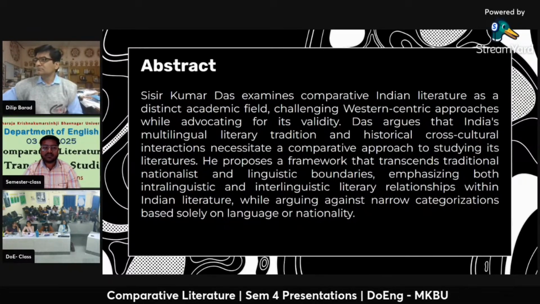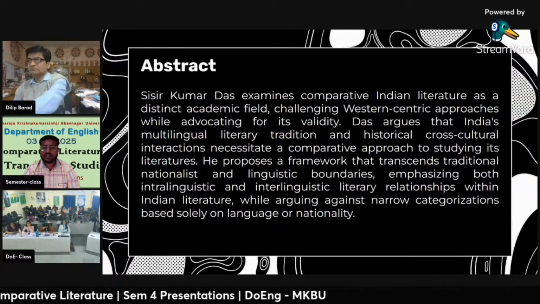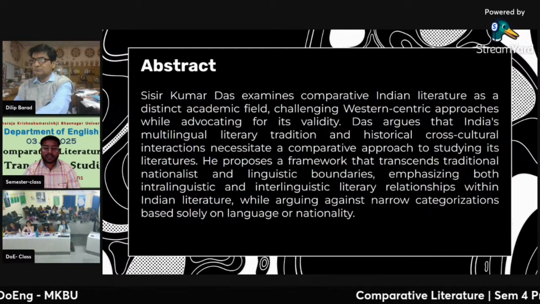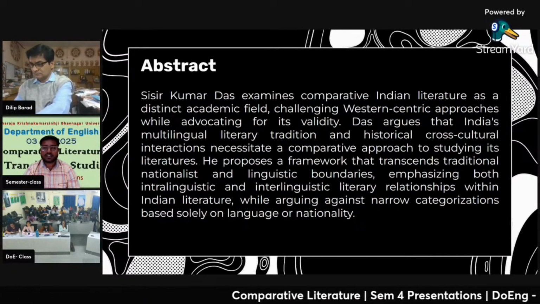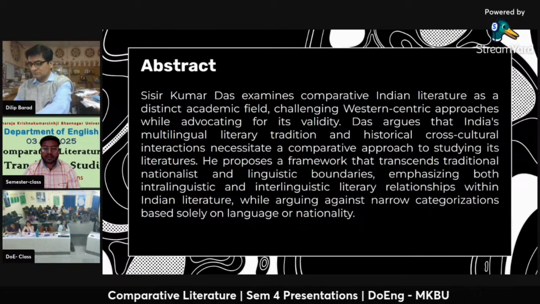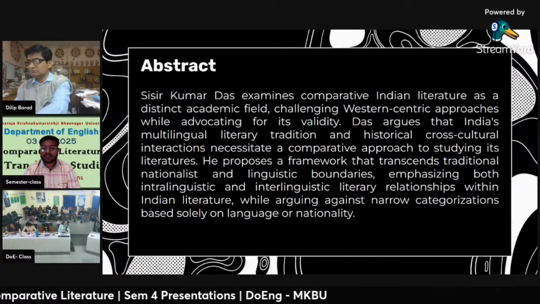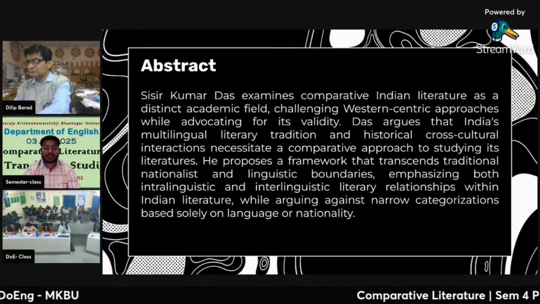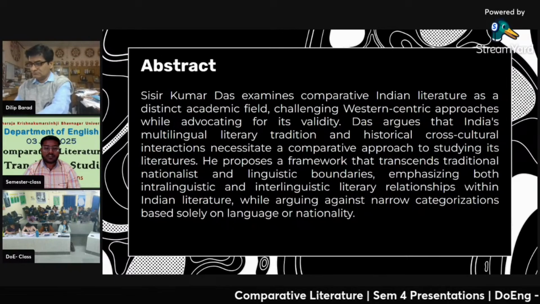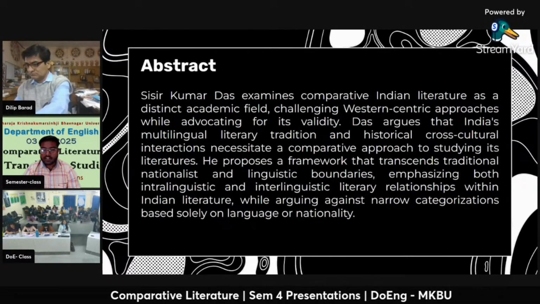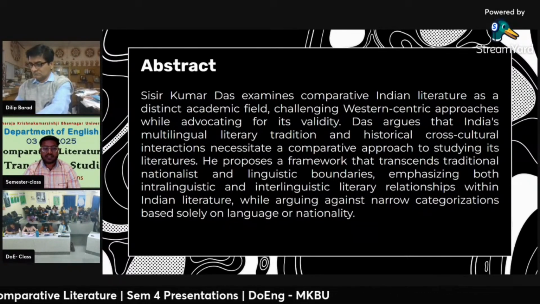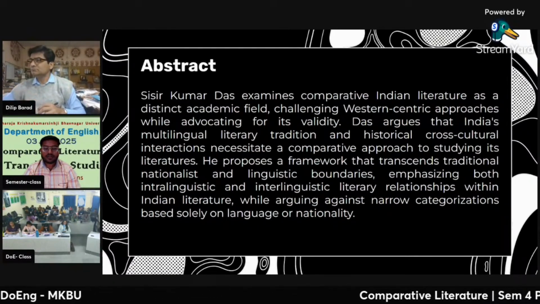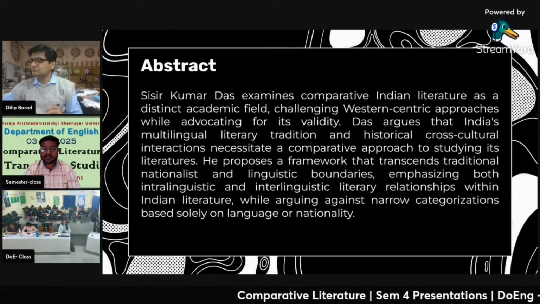Das argues that India's multilingual literary tradition and historical cross-cultural interactions necessitate a comparative approach to studying its literature. He proposes a framework that transcends traditional nationalist and linguistic boundaries, emphasizing both interlinguistic and intralinguistic literary relationships within Indian literature, while arguing against narrow categorizations based solely on language or nationality.